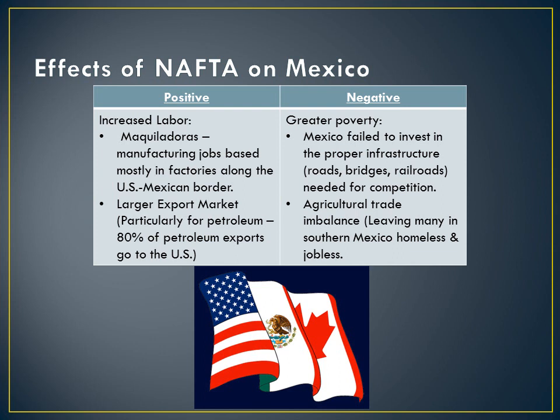On the positive side, there has been increased labor for the northern states of Mexico with the establishment of maquiladoras, manufacturing factories that have set up shop all over the U.S.-Mexican border. Also, there's been a larger export market for Mexican petroleum, as over 80% of Mexican petroleum is exported to the U.S. On the negative side, however, the poverty gap between northern and southern Mexicans has reached astronomical levels. Mexico failed to invest in the proper infrastructure that was needed to compete. Also, the trade imbalance has left many parts of the country in deep poverty.